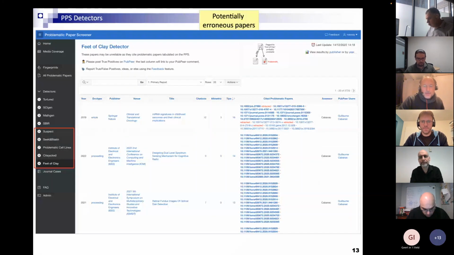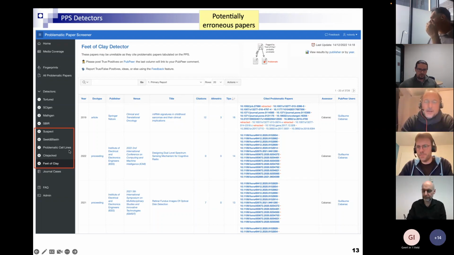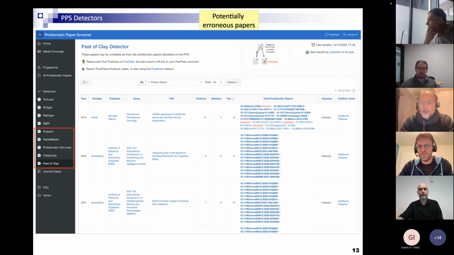And yeah, next slide. There are also other sections that are related, for example, the Seek-and-Blank tool and the problematic cell lines detection, which are related to scientific error, let's say, things that are completely erroneous. So it's not about things that are generated, it's about trying to spot errors in the papers. And so you can also use this kind of papers. If a paper is erroneous, the paper that cites this erroneous paper may also be erroneous. And so that's the feet of clay part of the PPS.